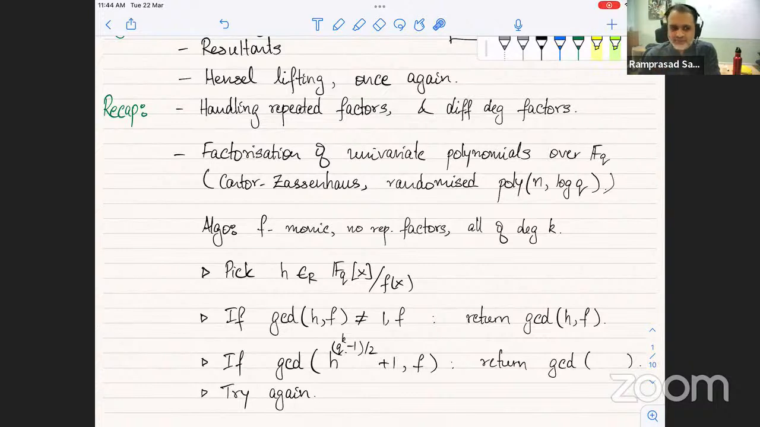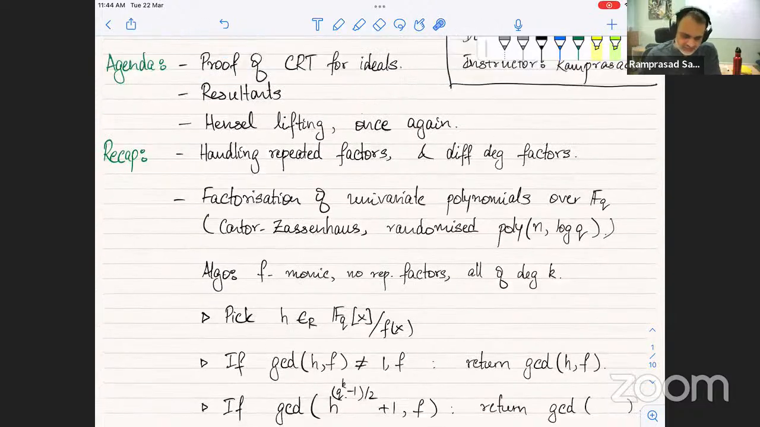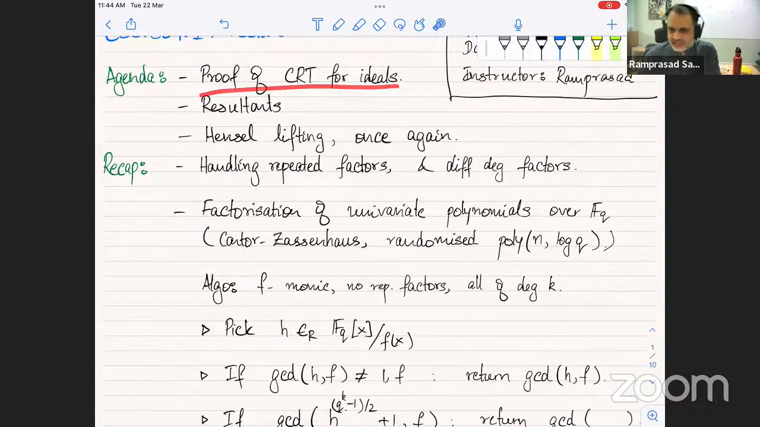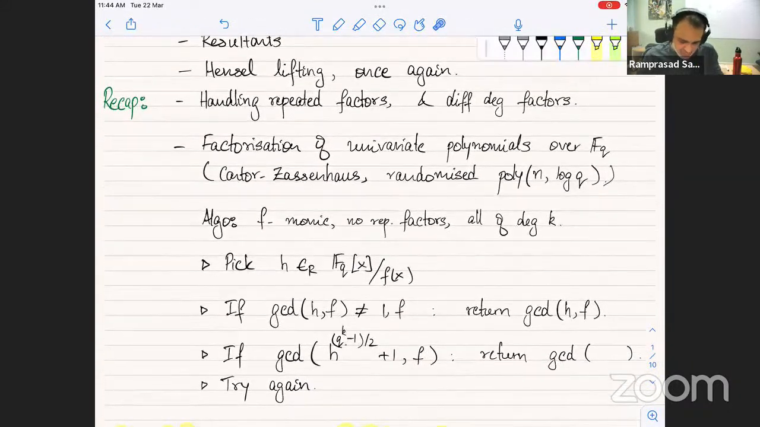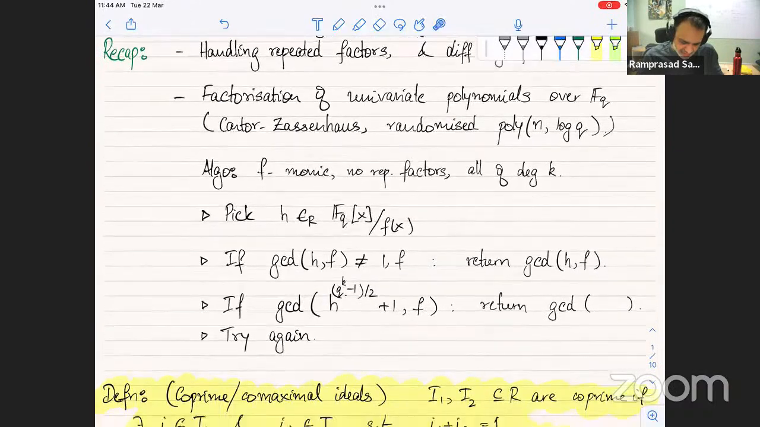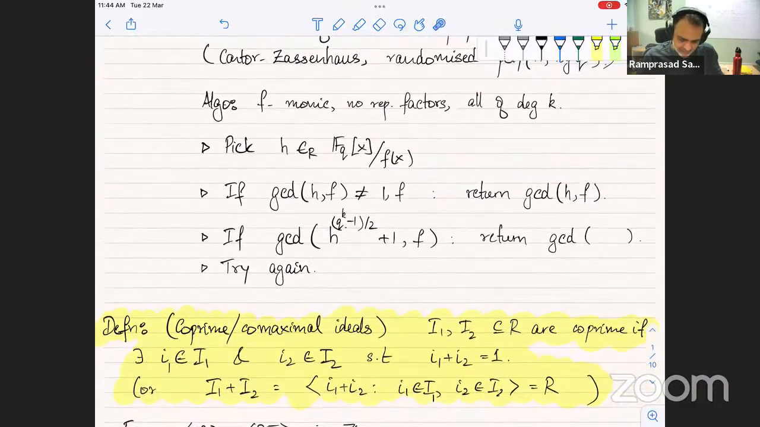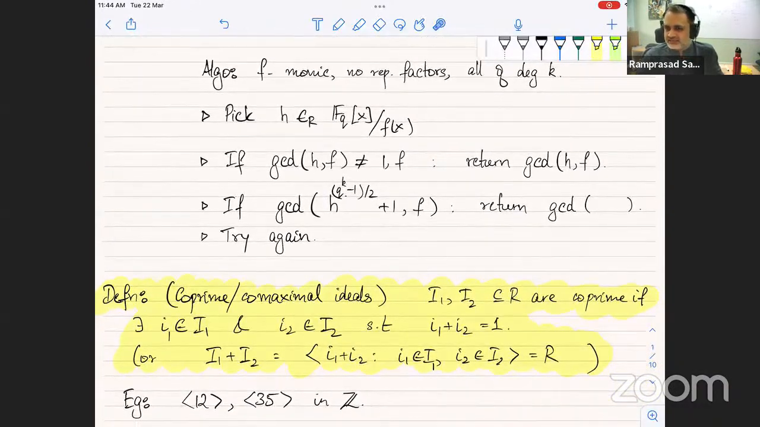Okay, so what we are first going to do is prove the Chinese remainder theorem for ideals. And then we'll proceed towards this marathon for bivariate polynomial factorization. Before we go to the Chinese remainder theorem, we need a bunch of definitions. This is something that I mentioned last time, which is the notion of co-prime ideals. Sometimes these are also called co-maximal ideals, which is to just mean the following.